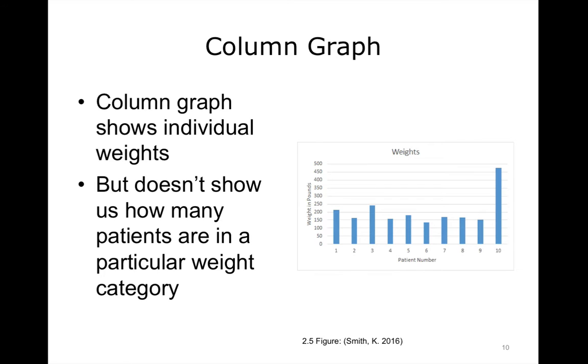Individual weights on a graph plotted against patient number doesn't give us any insight into categories of weights, such as one category for 200 to 249 pounds, another category for 250 to 299 pounds, and so on. That's a job for a frequency histogram, which looks like a column graph but shows distributions. Let's look at frequencies and histograms now.